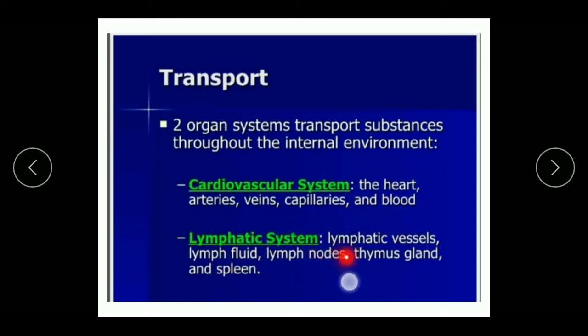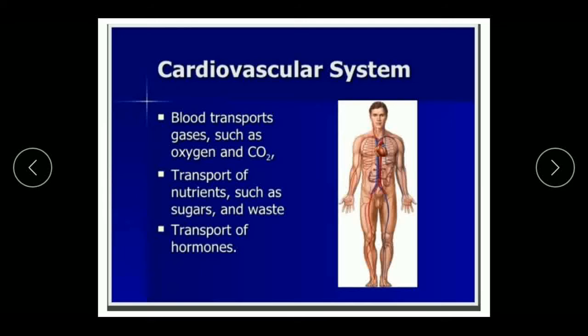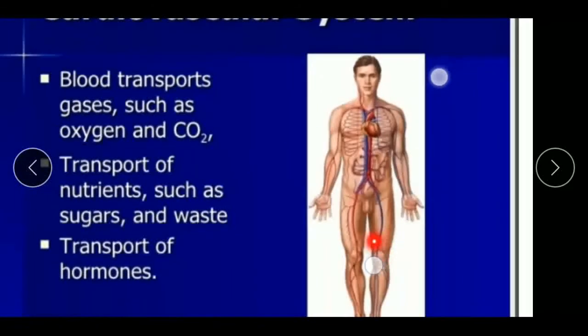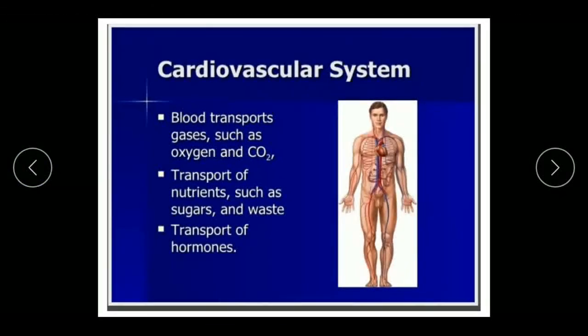The lymphatic system consists of lymphatic vessels, lymph fluid, lymph nodes, the thymus gland and the spleen. Those form the lymphatic system, which is always similar to the vascular system, or circulatory system. So, first one, the cardiovascular system. See the picture of the cardiovascular system.